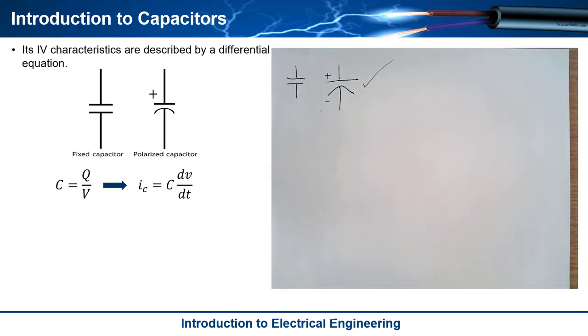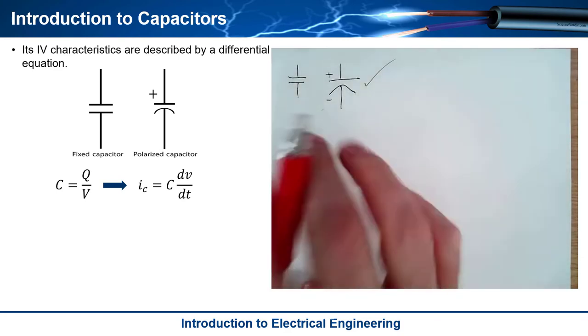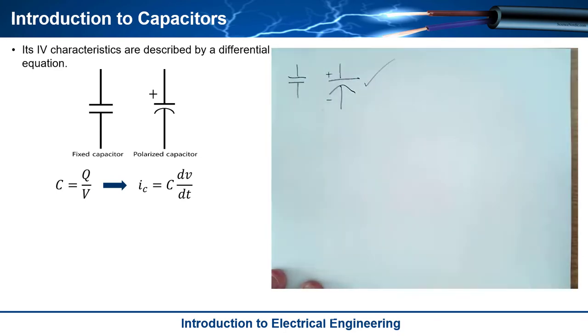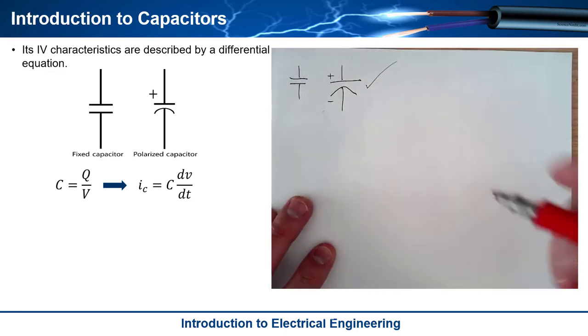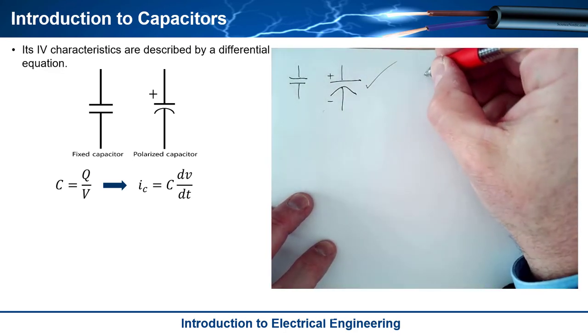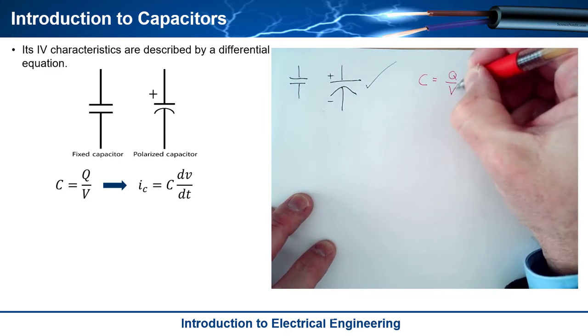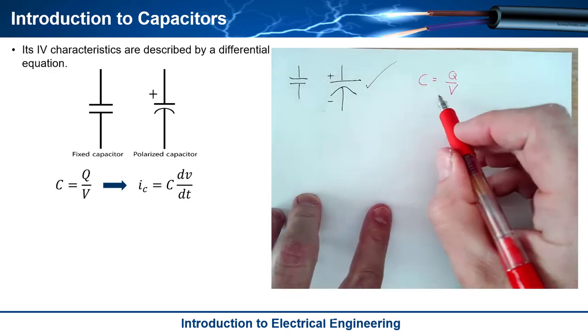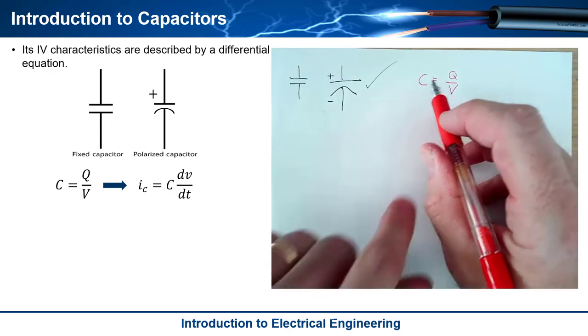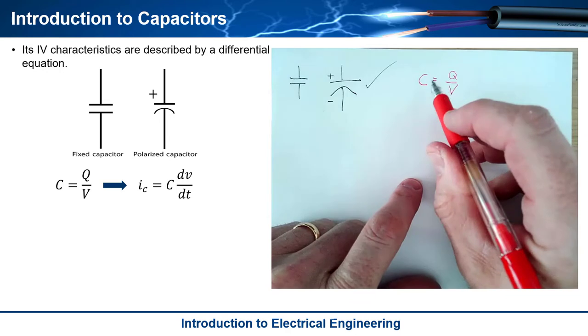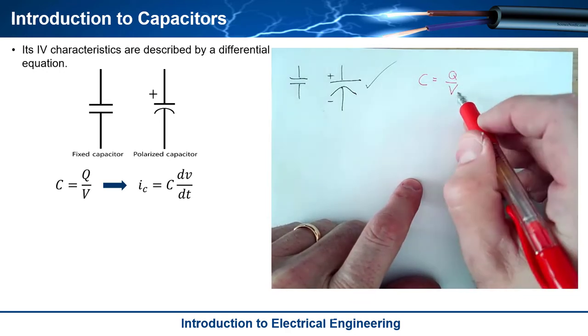Okay, so now we have the symbol, and we know roughly how it performs. Like every other device that we've looked at, we need to figure out what the IV curve, or the IV characteristics, are. So how do we do this? Well, like I said, if you remember that capacitance is defined as charge per volt, we can apply some mathematics to it in order to derive what the current and voltage relationship is.